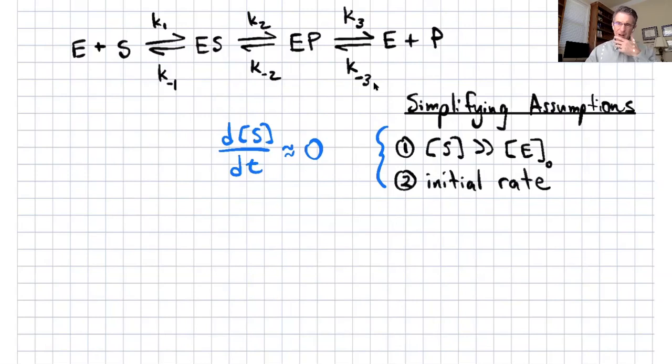Something else we can do is, if it's large and more or less a constant, the other thing that's going to be true at early times in the reaction is that the concentration of the product is going to be way, way less than the concentration of substrate. Again, large substrate excess in the initial rate: the substrate's going to be there in huge excess over the product. Okay, what does that do for us?